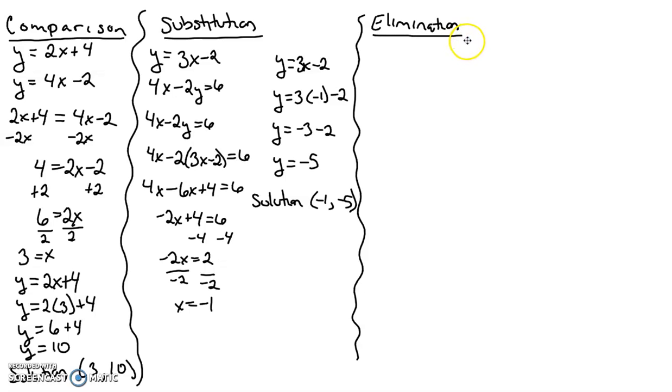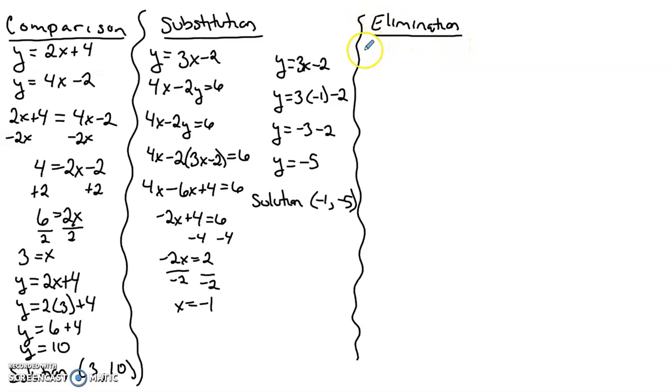This method works really well, but what we have to make sure is that in both of our functions, the x, the y, the equal sign, and the number all appear in the same order in both equations. So let's look at an example.